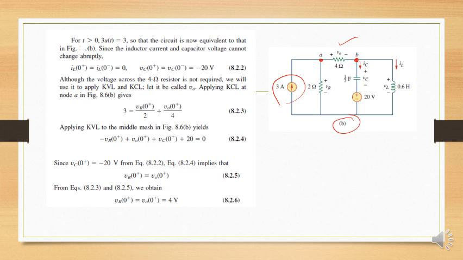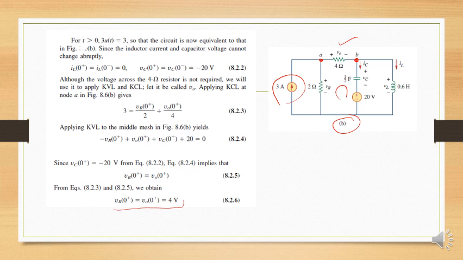Minus VR of 0 plus V naught of 0 plus VC of 0 positive plus 20 volts is equal to 0. This one, this mesh. Since VC of 0 positive is equal to minus 20 volts, putting the value in the above equation, what we get is VR of 0 positive is equal to V naught of 0 positive. So from the above two equations, from equation number 3 and equation number 5, we got equation number 6, that is VR of 0 positive is equal to V naught of 0 positive, which is equal to 4 volts.